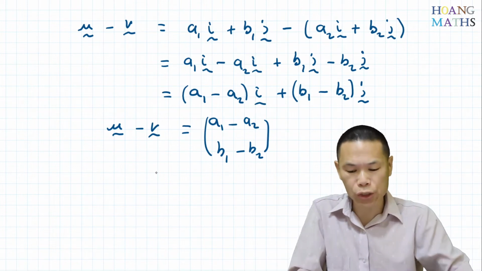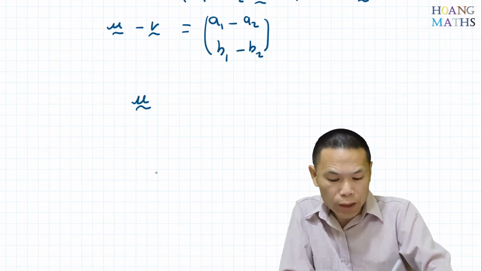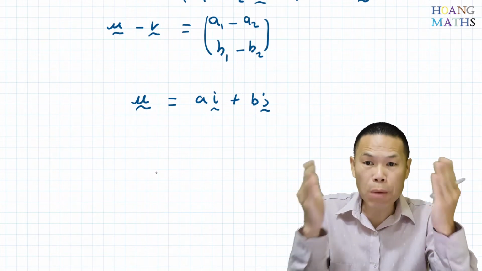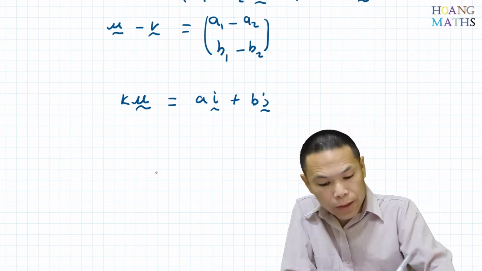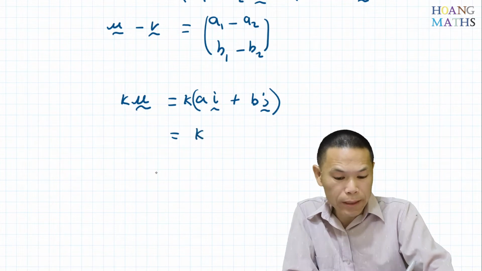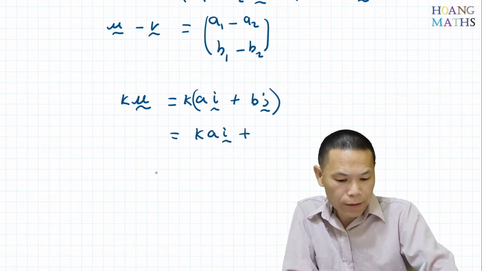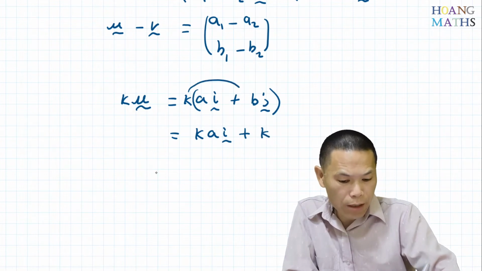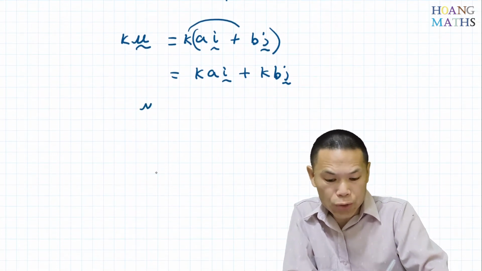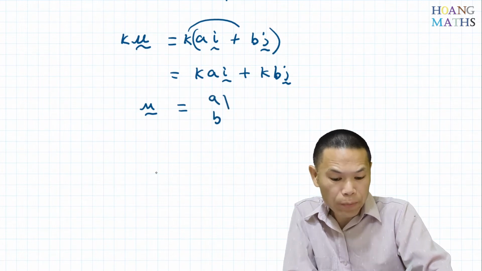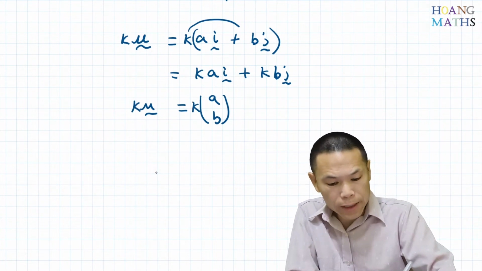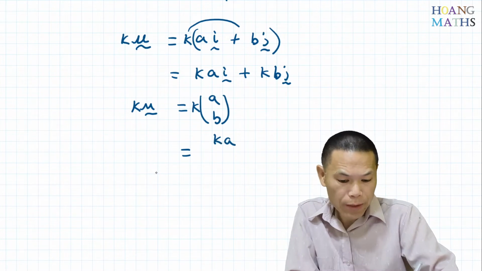How about scalar multiplication? So let's say we have vector u equal to ai plus bj, multiplied by a scalar, let's say k. So which is k times that. If we expand this out, that is the same as kai plus kbj. Of course, we can write in column form. So if we have u as (a, b), a vector in column form, and we multiply by a scalar k, this is the same as (ka, kb).